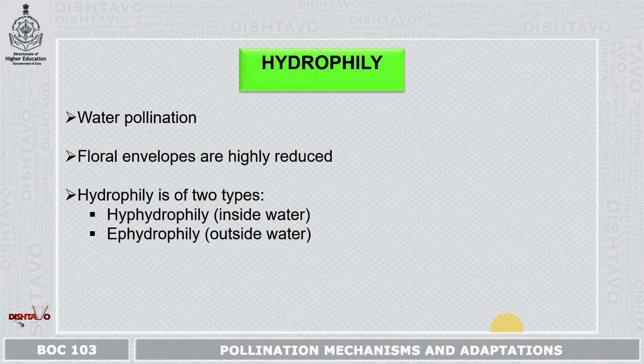Next is hydrophily. This is referring to water pollination. In this case, the floral envelopes are highly reduced. Hydrophily is of two types. There is hypohydrophily and there is epihydrophily. Hypohydrophily refers to pollination which takes place inside water, whereas epihydrophily refers to pollination which takes place on the water surface.